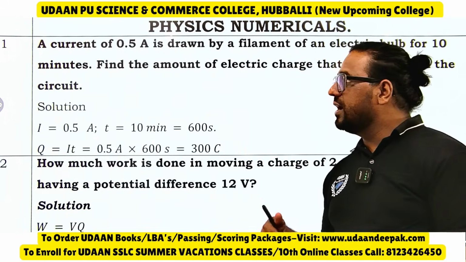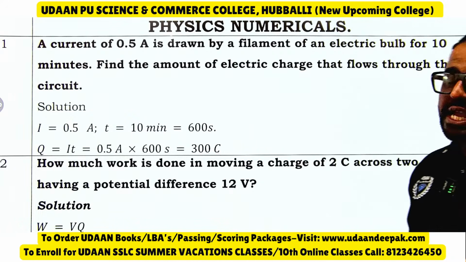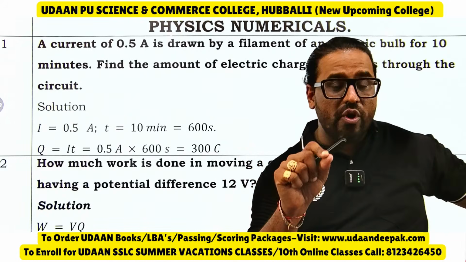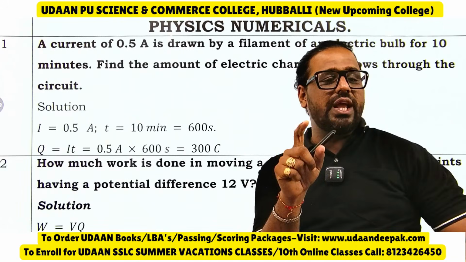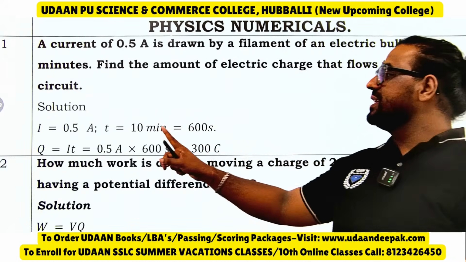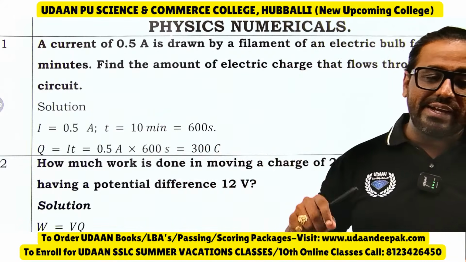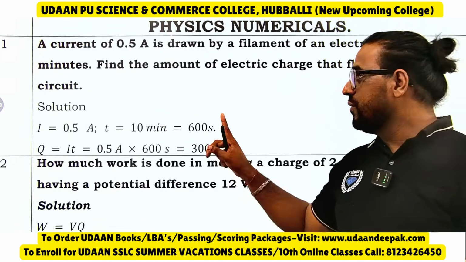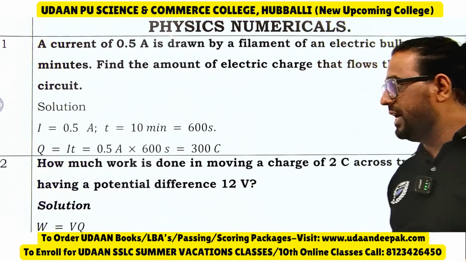Okay, see here, a current of 0.5 ampere is drawn by the filament of an electric bulb for 10 minutes. Find the amount of electric charge that flows through it. Electricity problems are most important, and 90% of the problems will be electricity problems. So look at all, electricity problems will come. Now see, I is equal to 0.5 ampere, time is 10 minutes and you should convert it into seconds. You will get 600 seconds. Q is equal to I into t, so you will get 300 coulomb.